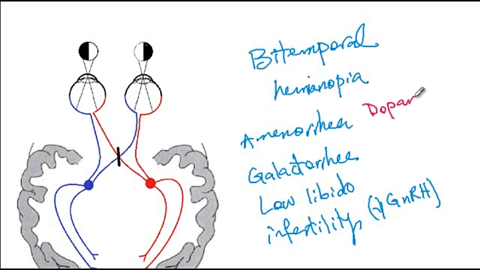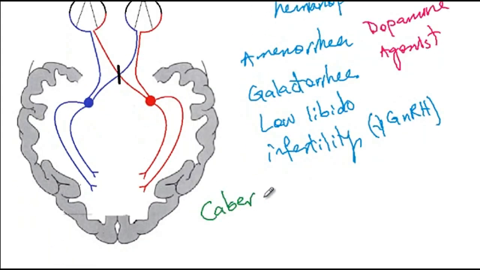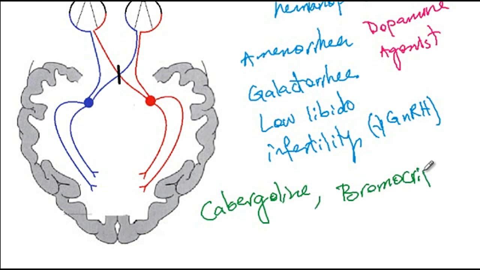And so for the treatment of patients that have prolactinoma, you will have to provide them with dopamine agonists, like for instance cabergoline or bromocriptine, which, as I just discussed, are dopamine agonists.